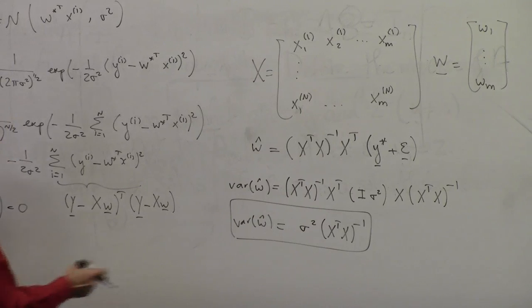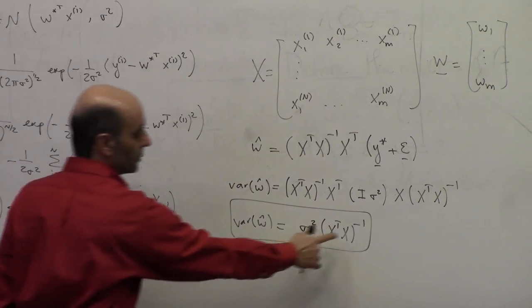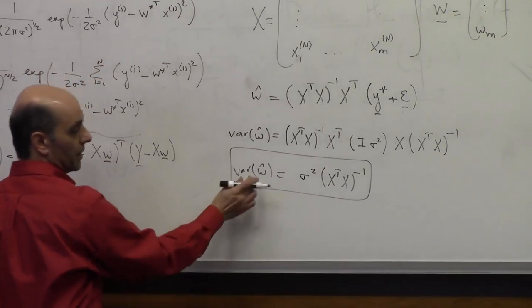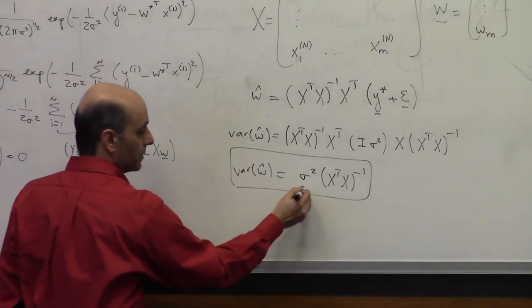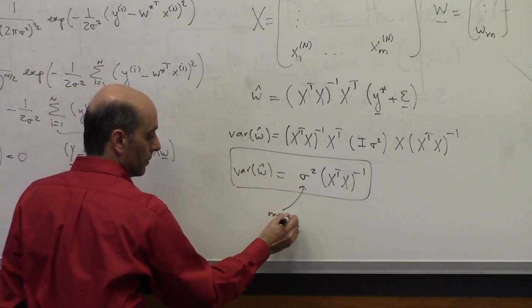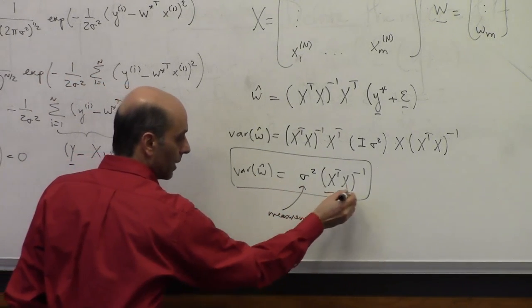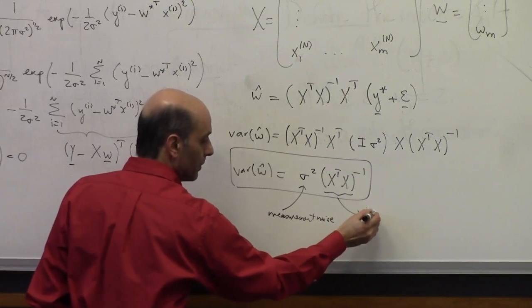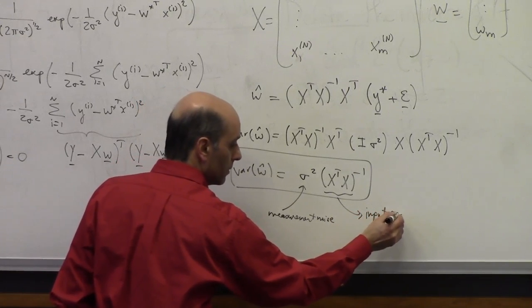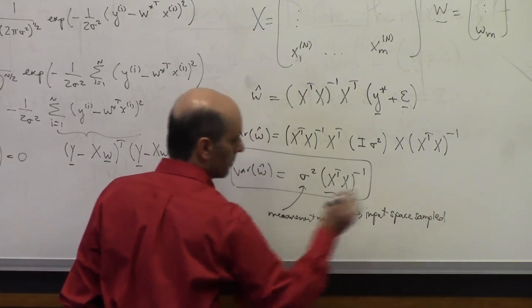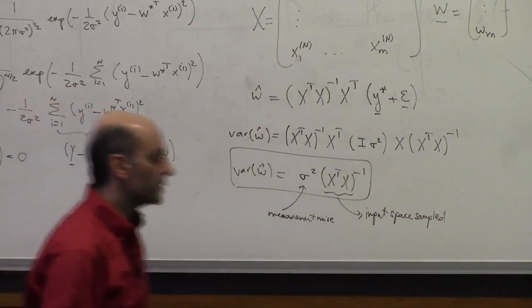Now what I want to do is spend a little bit of time showing you what this means. So what is this inverse of x transpose x? The point is that my uncertainty in what I'm trying to estimate depends on measurement noise, as well as how the input space was sampled. So let's see what that means.